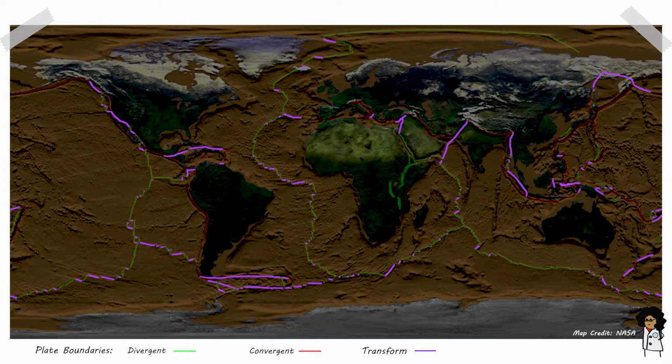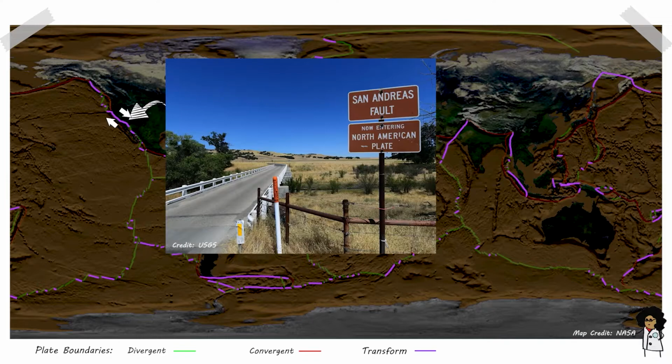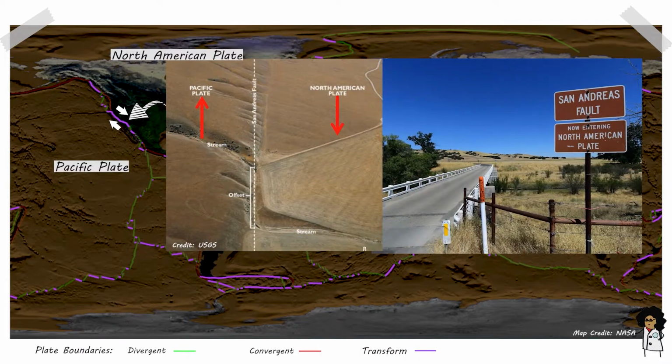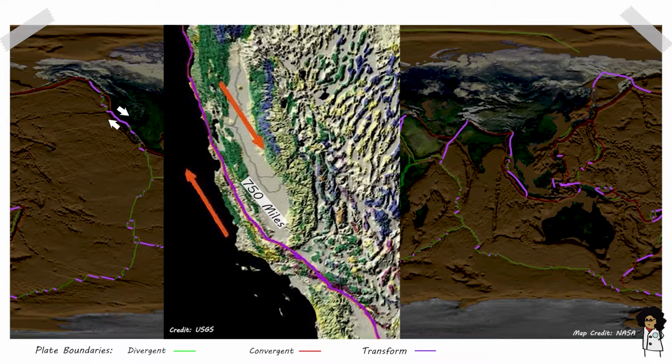Let's talk about continental transform boundaries first. The San Andreas Fault in California is the only transform plate boundary in the United States and is one of the most famous in the world. This transform fault can be traced for 750 miles or 1,200 kilometers from near the border with Mexico to north of San Francisco, where it continues on the sea floor.